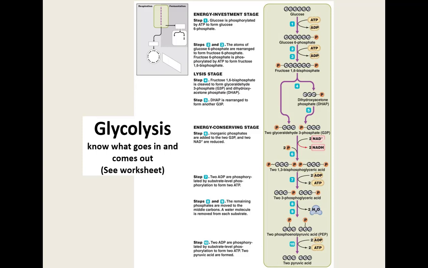For what comes out, we're going to have a lot more. You're going to have coming out 2 waters, 4 ATP, 2 NADHs, and 2 pyruvic acid. So you got 4 things coming out of glycolysis, all 4 of these guys. The blue, the orange, the red, and the black.